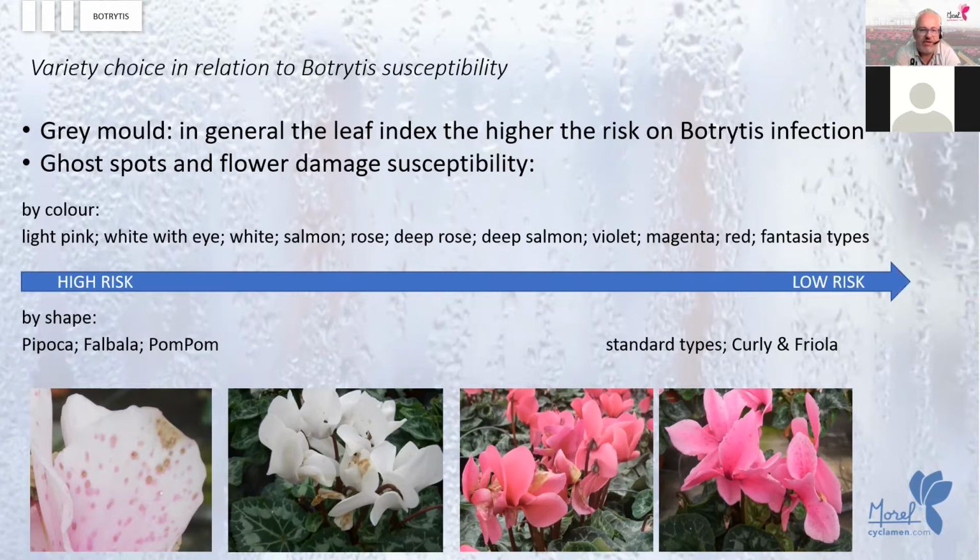Fantasia types seem to be a bit stronger in general. It looks like the flower petals are a bit thicker, and they are a little bit less affected by flower botrytis because of that. But the shape of the flower also plays a role in the sensitivity of the flower to botrytis. For example, the really fringed flowers of a Pipoca and our new variety Falbala and the Metis pom-pom are a little bit more vulnerable compared to the standard types and the curly and Friola types.